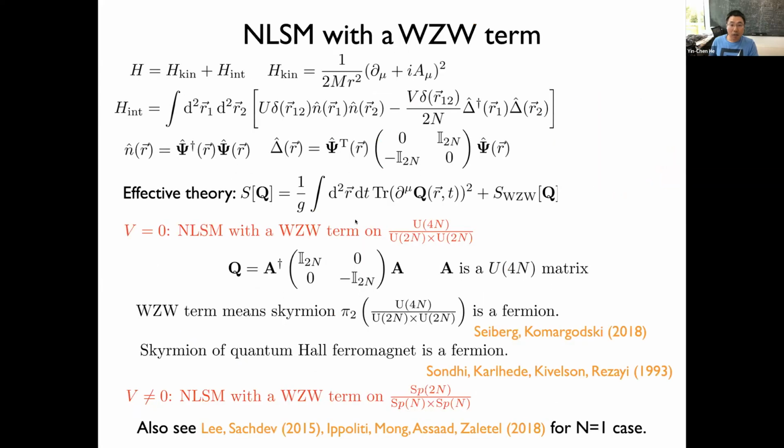Okay, so this is a technical slide, just to show why in the end we end up with this SP2N Grassmannian Wess-Zumino-Witten models, but I don't have time to explain this. So if you want to know details, you can ask me later.